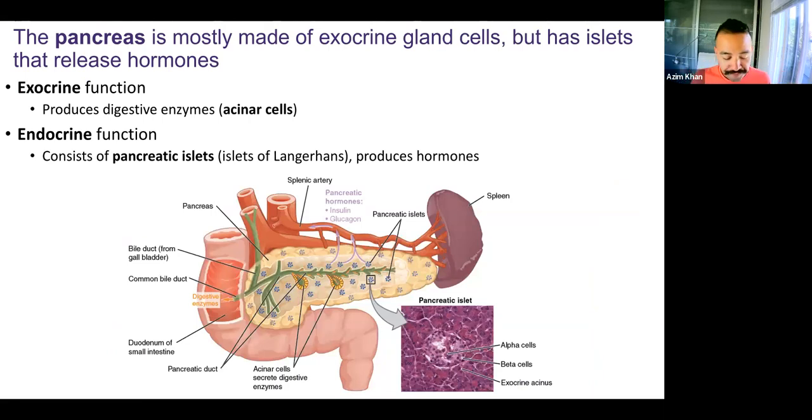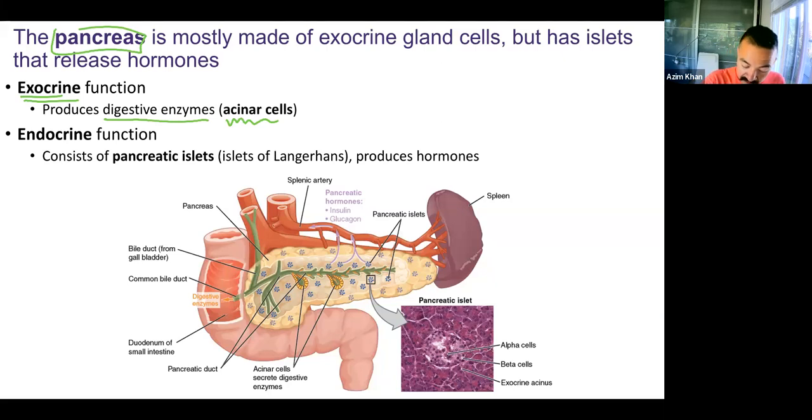New organ, the pancreas. You might know the pancreas as an exocrine gland. We're going to focus on this more later when we get to the digestive chapter, but the pancreas is mostly an exocrine gland. It secretes digestive enzymes from cells called acinar cells. Most of the pancreas are these acinar cells. I'll show you what they look like in a second.